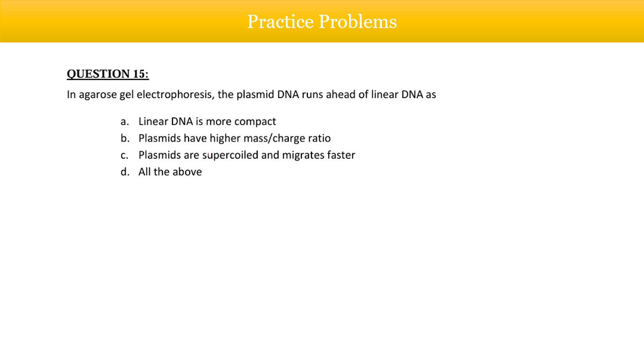So why does the plasmid DNA run ahead of the linear DNA? So linear DNA is more compact. That is wrong. Plasmids have higher mass by charge ratio. That is also not correct. In all respects, plasmids are supercoiled and migrate faster. That is the only correct option over here.